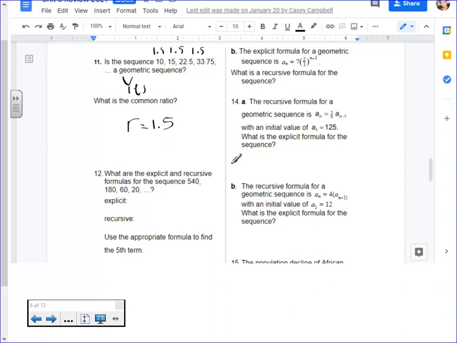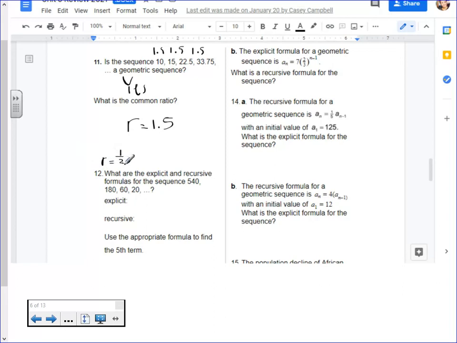Down below that, what is the explicit and recursive formula for this sequence? We start with 540, then we go to 180, 60, 20. Explicit formula is kind of like the exponential function, but the first thing we have to do is figure out what our common ratio is. So I would take 20 divided by 60 and see what you get. 1/3. We have to take our first number times 1/3 to get to the second number, and our second number times 1/3 to get to our third number. So our common ratio is 1/3.